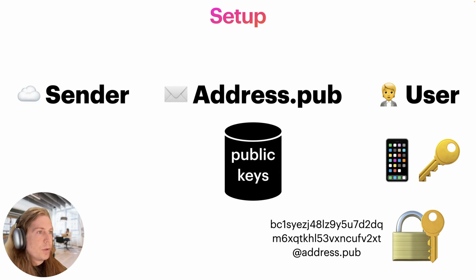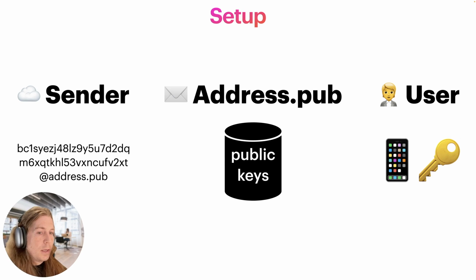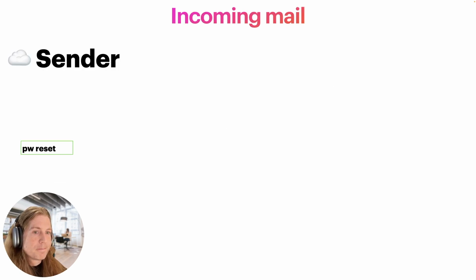Then the service, Address.pub, stores public keys. When you upload a public key, a new email account is created for you. That email account can be used like any other account to register different services.